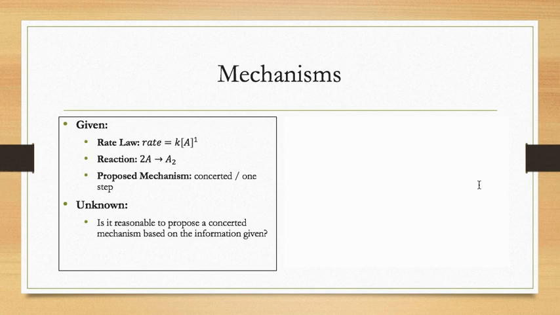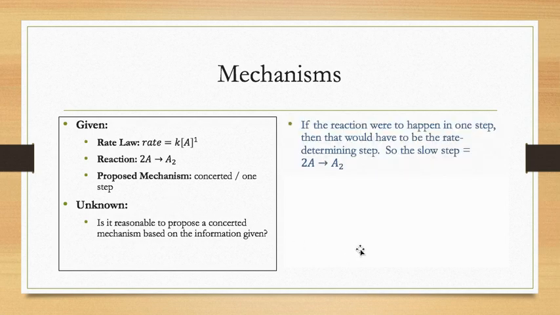Well, let's look at what's given. We're given the rate law, which says it's first order in A. We're given the reaction, right? That it's 2A goes to A2. And we're given the proposed mechanism saying it's concerted or one step. So that's basically saying that this is the one step to their mechanism. So what's unknown is, is it reasonable to propose a concerted mechanism based on the information that's given? So again, let's look at this.